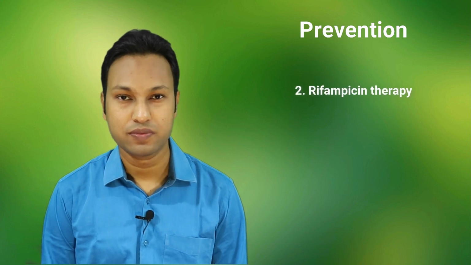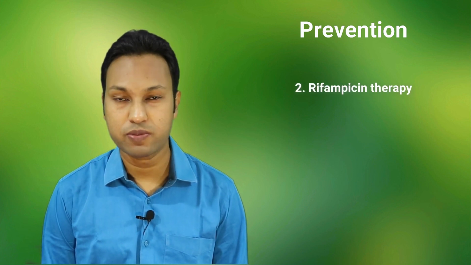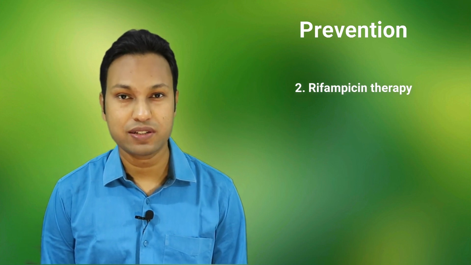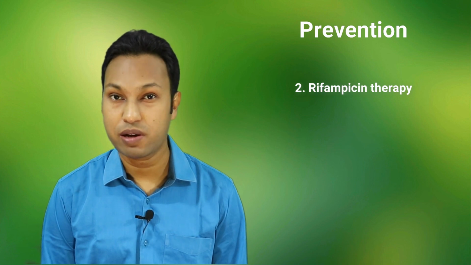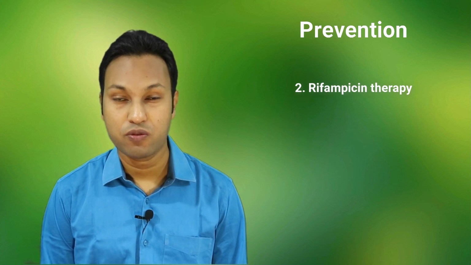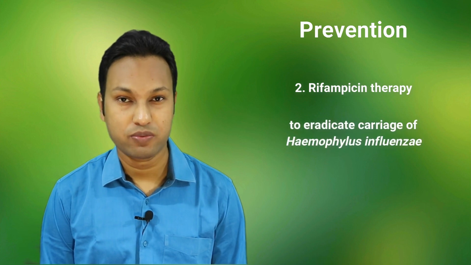And second one is rifampicin therapy. If household contacts of Haemophilus influenzae epiglottitis include an unvaccinated child under the age of 4, then all the family members, including the patient, should receive prophylactic rifampicin for 4 days to eradicate the carriage of Haemophilus influenzae.